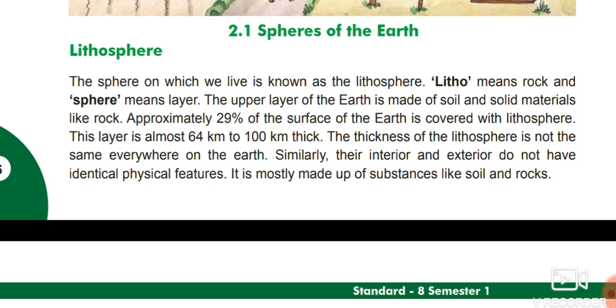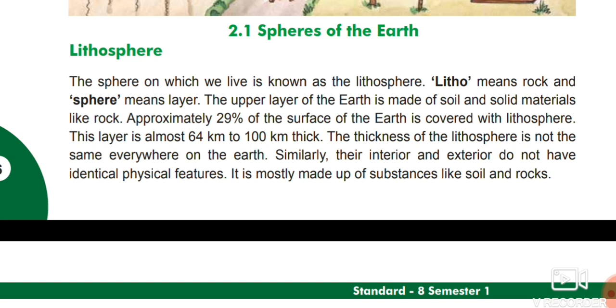What is the upper layer of the lithosphere made of? Soil and solid materials like rock. Approximately 29% of the surface of the Earth is covered with lithosphere. What is the total surface of the Earth covered with lithosphere? Approximately 29%. This layer is almost 64 kilometers to 100 kilometers thick. How thick is this layer? 64 kilometers to 100 kilometers.